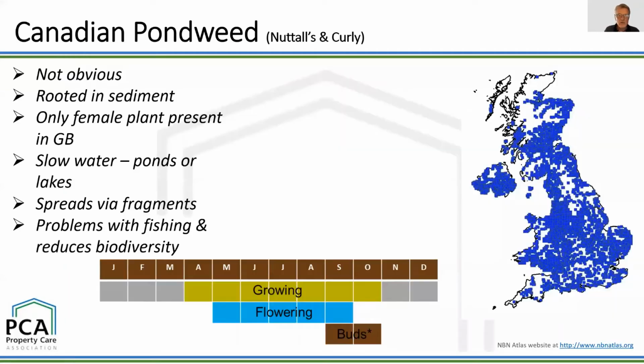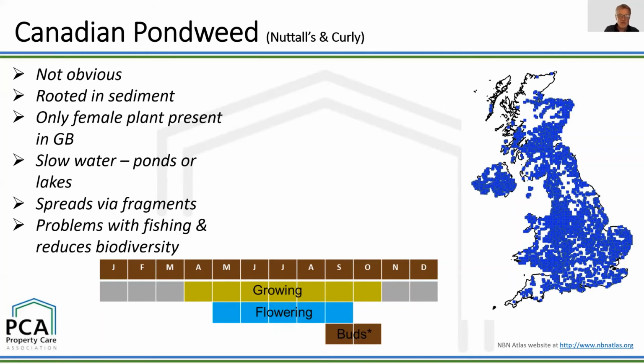So, now on to Canadian pondweed. This is the one that everybody's familiar with. Here I've mainly shown the map of the distribution of Canadian pondweed. Nuttall's waterweed and curly waterweed, the distribution is not quite as dramatic as this, but because they're quite often lumped together in terms of people having problems with these types of weeds, I've kept them quite general and together. So it's rooted in the sediment.